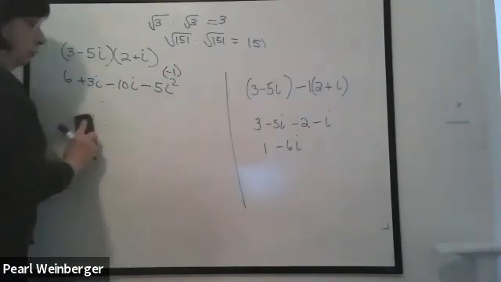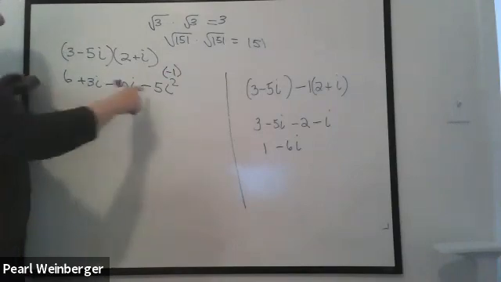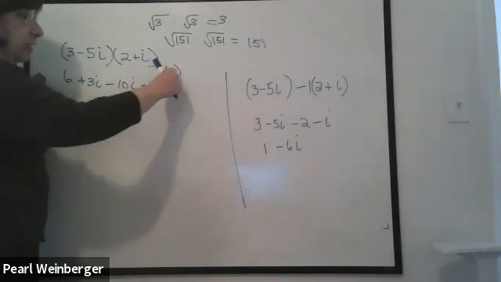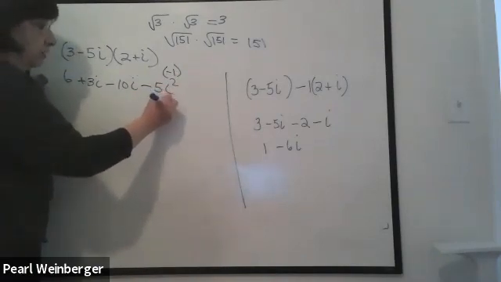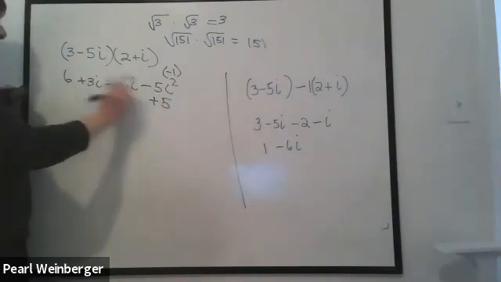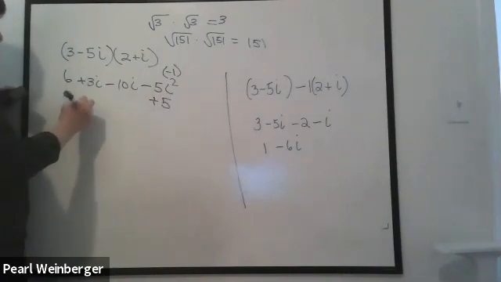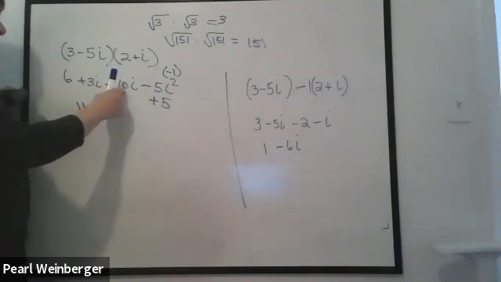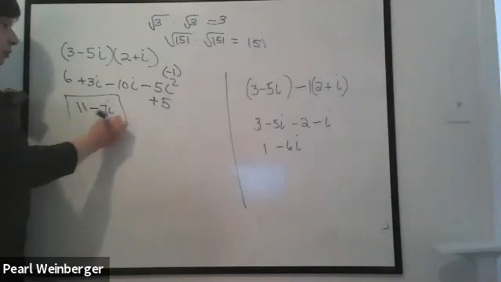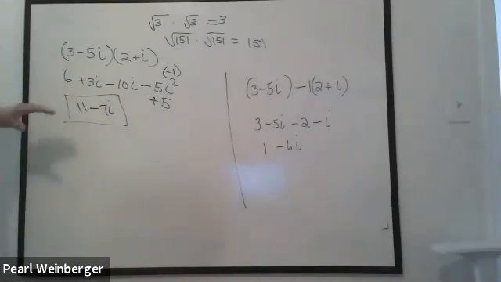So now let's see what we have. This -5i squared is really -5 times -1, which becomes +5. So now I can add the like terms. 6 plus 5 gives me 11. And 3i minus 10i is -7i. And this is my answer. Notice it can't be simplified any further. It is in a plus bi form. It is a complex number.